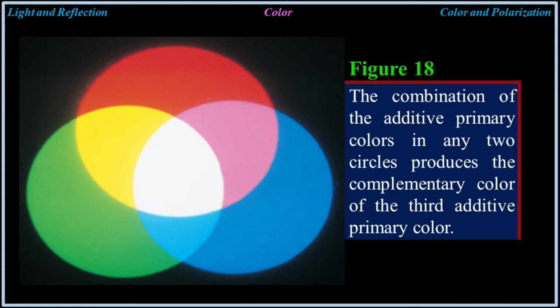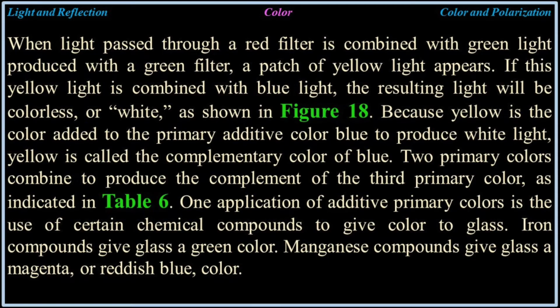This particular chart is very good for the additive. The combination of additive primary colors in any two circles produces the complementary color of the third additive primary color. So you can see that blue and red is magenta, and green and red is yellow, etc. When light passed through a red filter is combined with green light produced with a green filter, a patch of yellow light appears. If this yellow light is combined with blue light, the resulting light will be colorless or white, as shown in Figure 18.